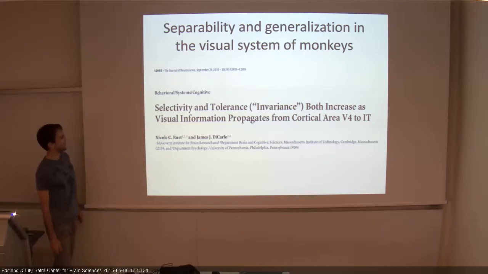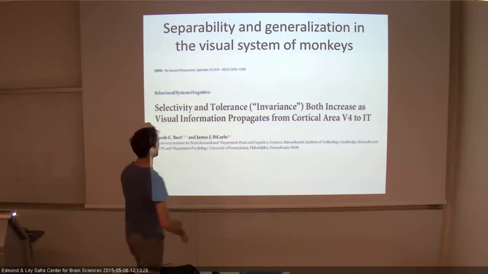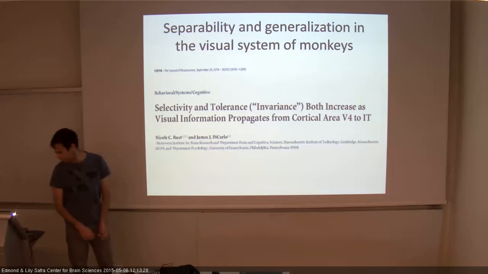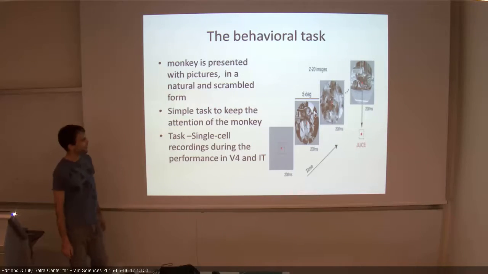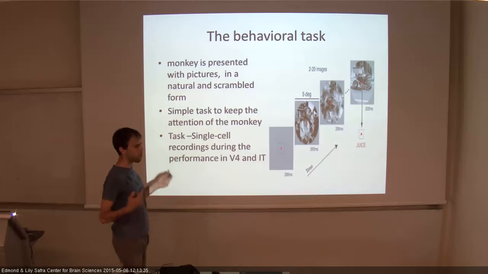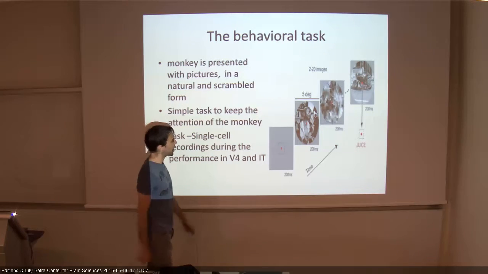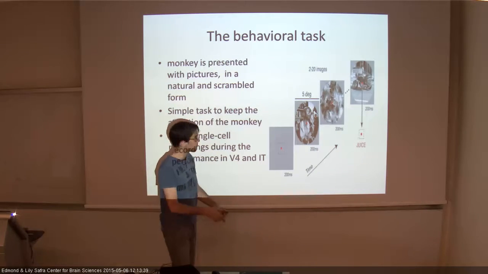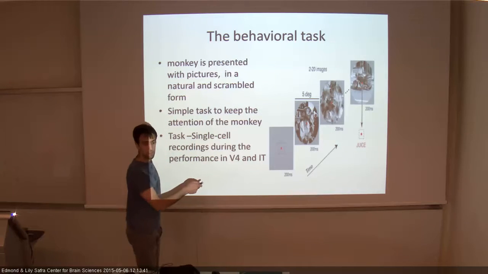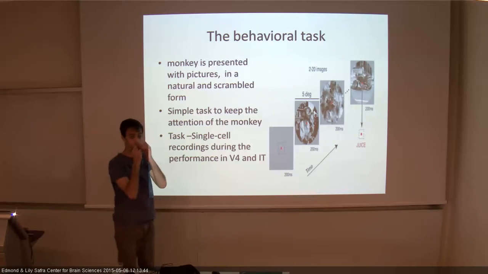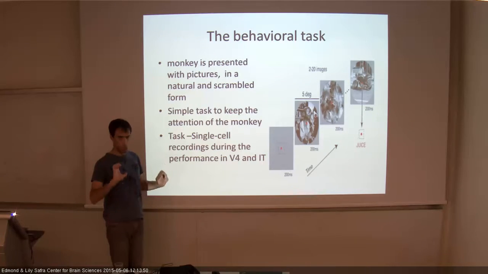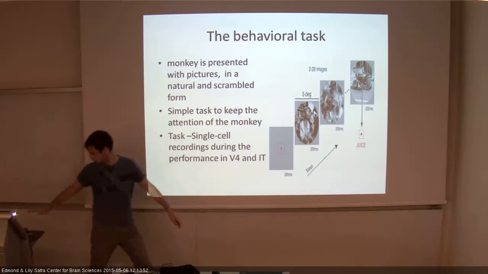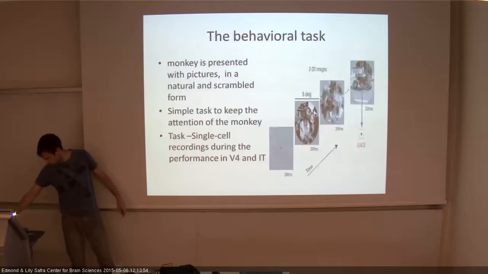So let's dive a little bit into some data. Our experiment is done on monkeys, and it's a very nice one. In this experiment, the monkey sat and in front of him were presented a couple of pictures. So the question is whether in IT there is generalization or specificity. Okay, so I'll summarize before I continue.